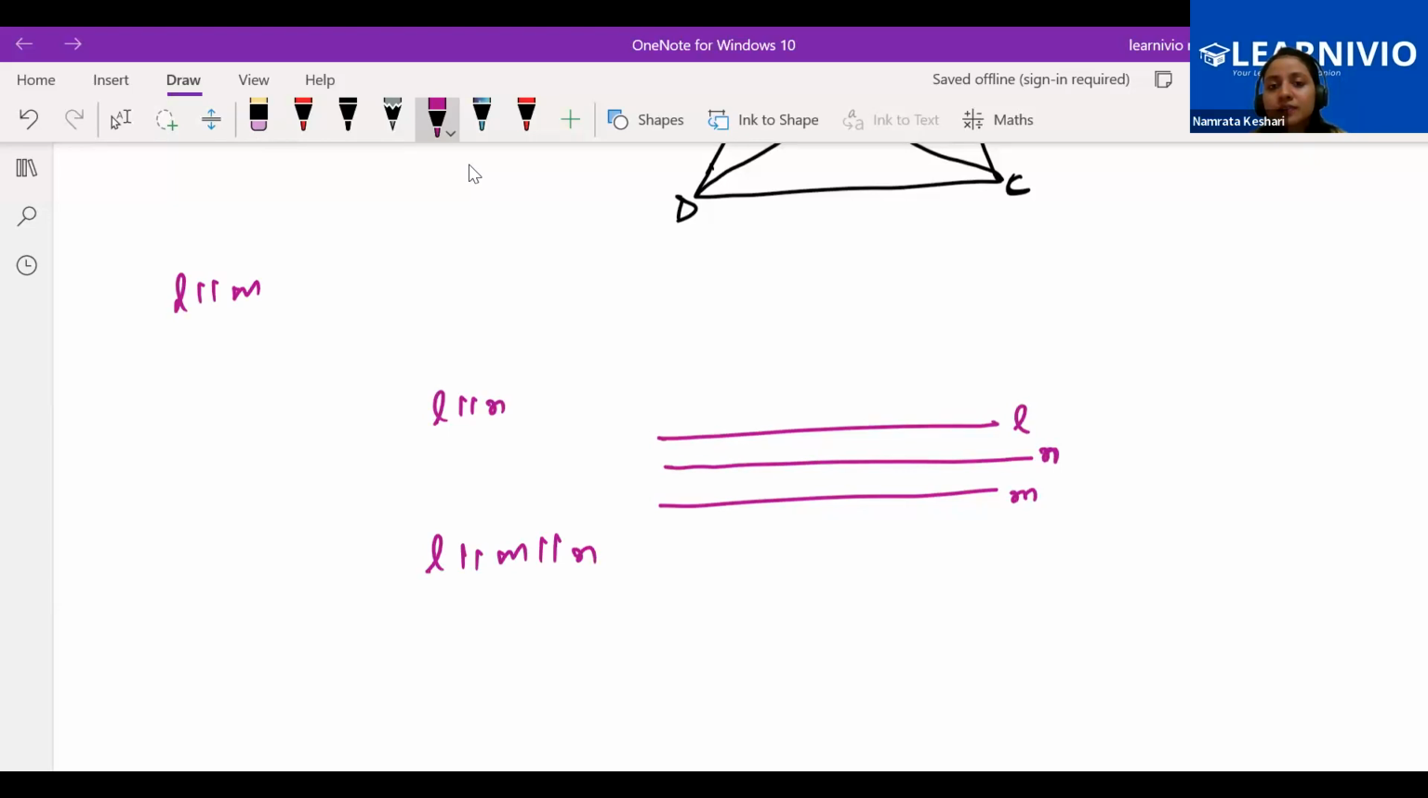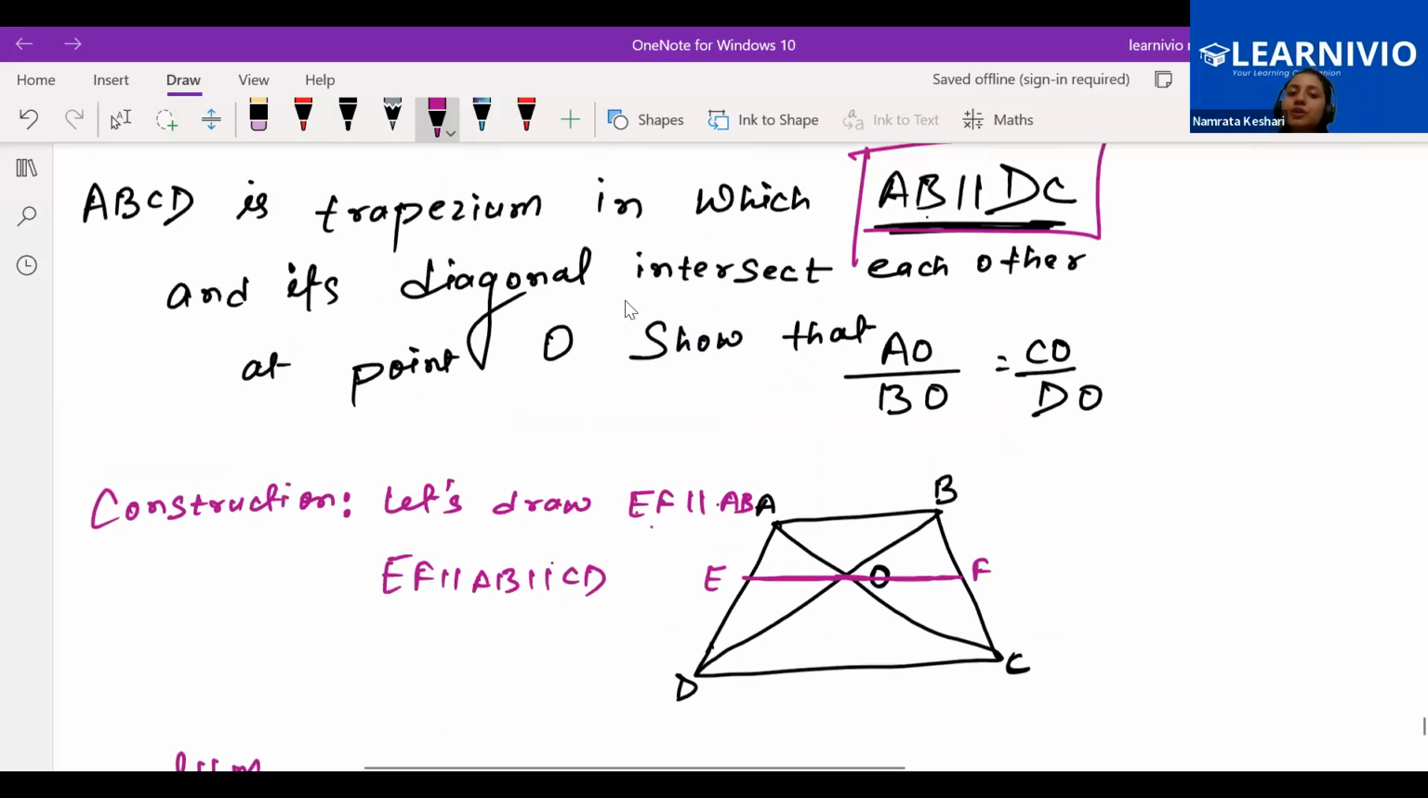Everyone is getting what I am trying to explain. Even if you draw one line P over here and say that this P is parallel to L, and all three are parallel with each other, then P will be parallel with L also, P will be parallel with N also, P will be parallel with M also. This theorem was there in your previous class. Same concept we are using over here. We are drawing a line EF and we are saying it is parallel to AB. Hence, AB, EF, CD all are parallel with each other.